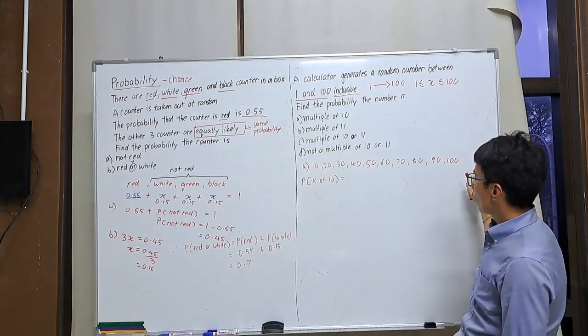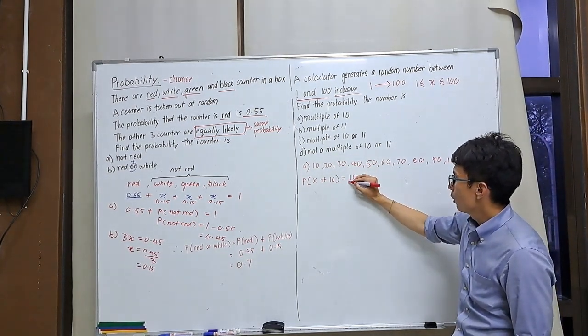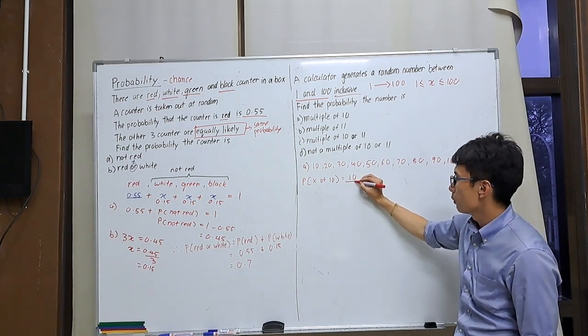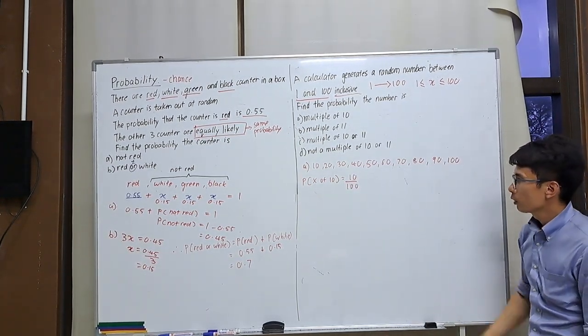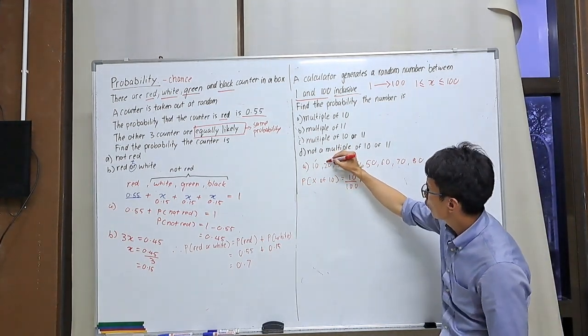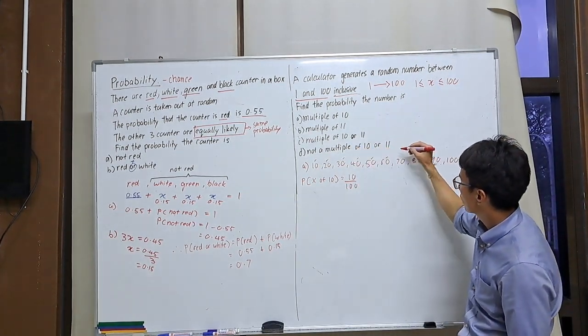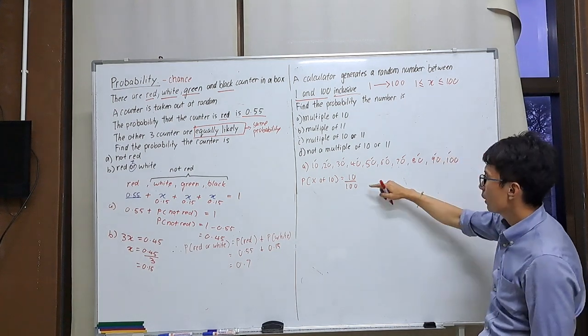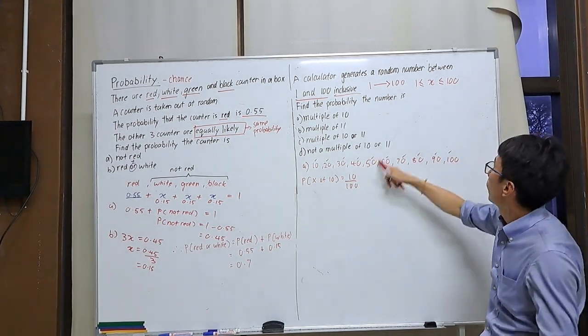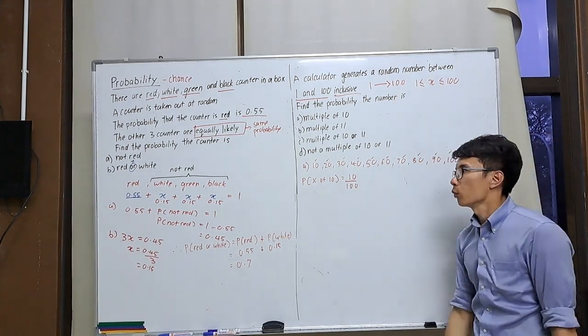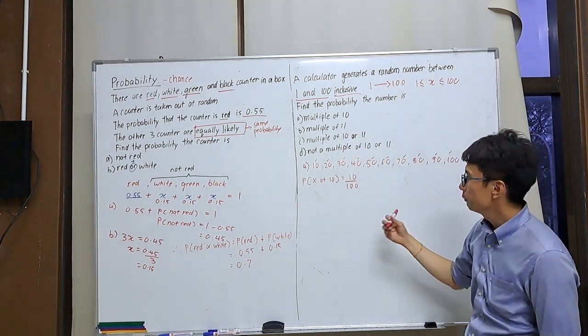So what's the probability that it is a multiple of 10? Since I know over here there are 10 numbers, 1, 2, 3, 4, 5, 6, 7, 8, 9, 10, that is the total number of outcomes over the total outcomes, which is 100 numbers over here. So that's for A.